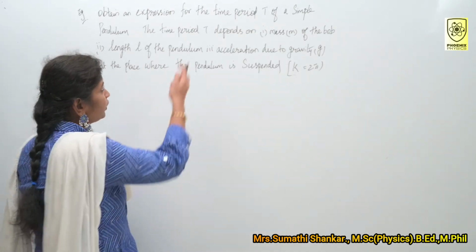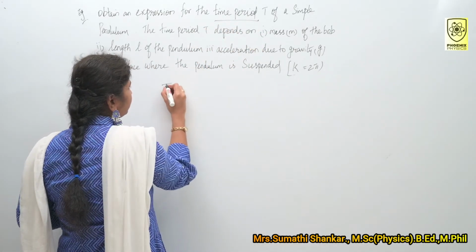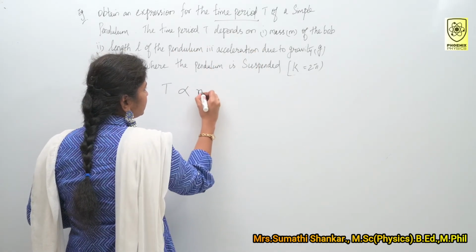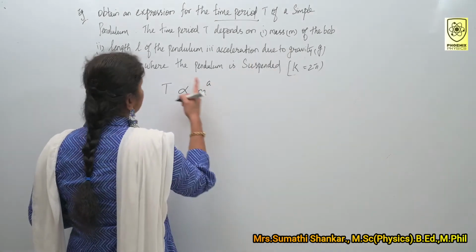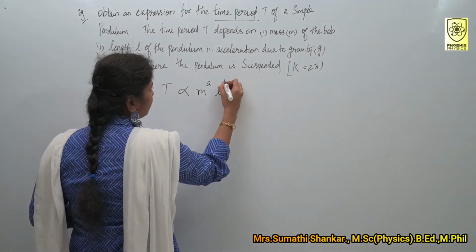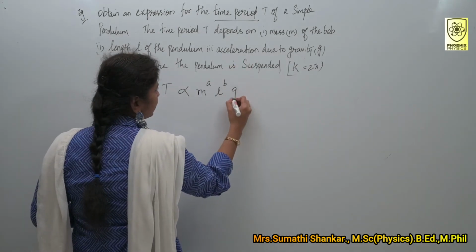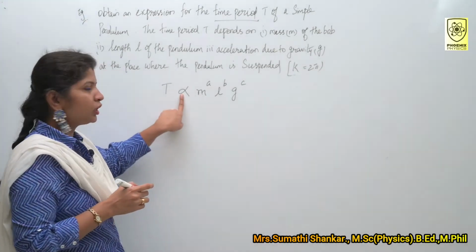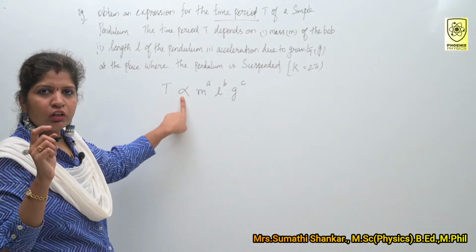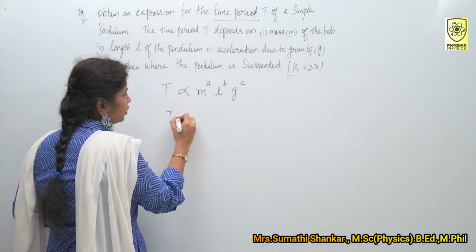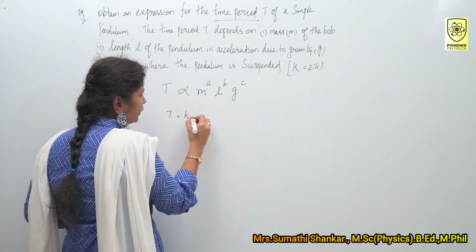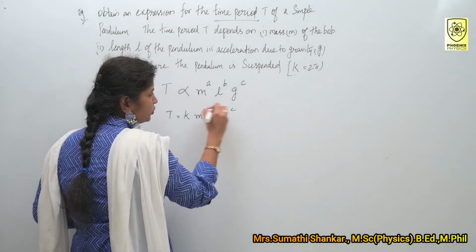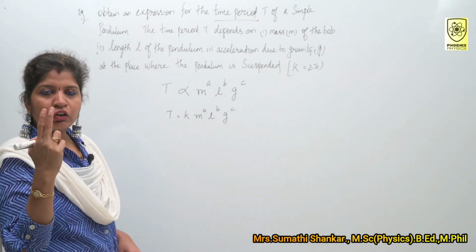So here we are going to find out the time period T of the pendulum, and this T depends on mass of the pendulum, that is m to the power a, and length of the pendulum L to the power b, acceleration due to gravity g to the power c. So here to remove the proportionality symbol, we have to introduce one constant. Here k is our constant. T is equal to k into m to the power a, L to the power b and g to the power c. You know that there are two steps.